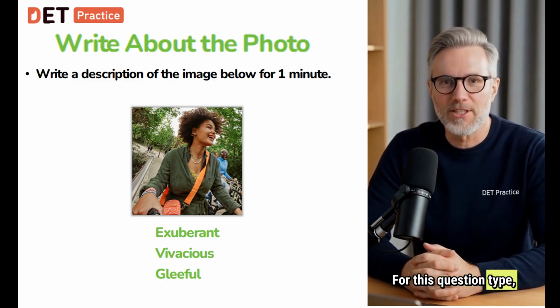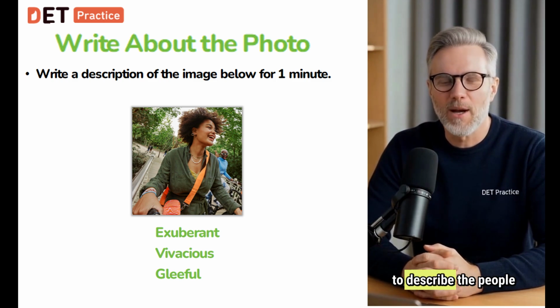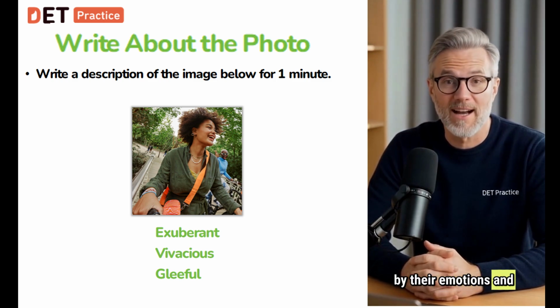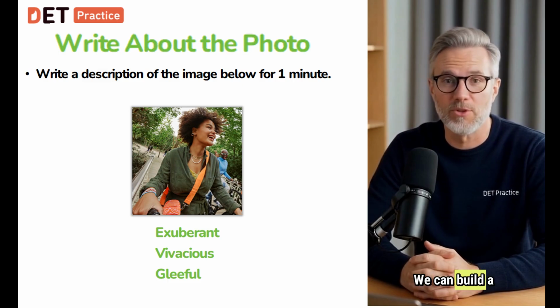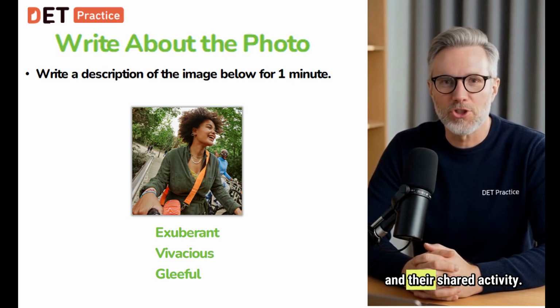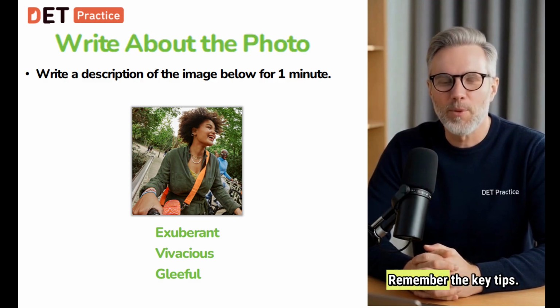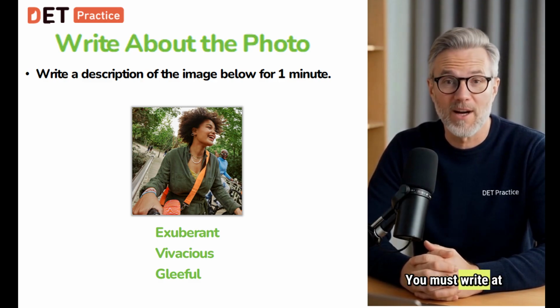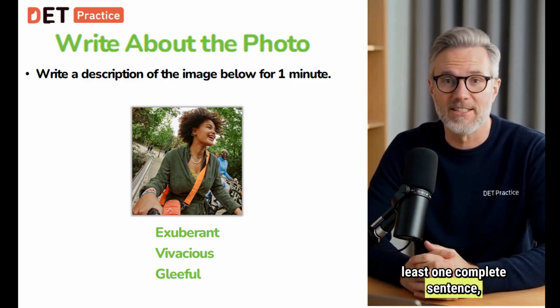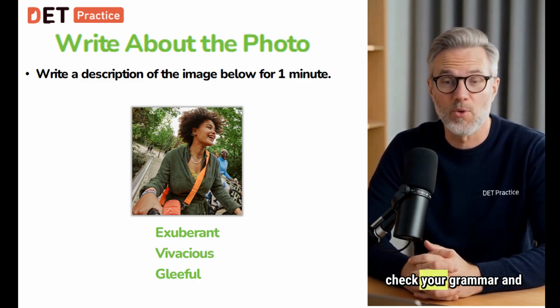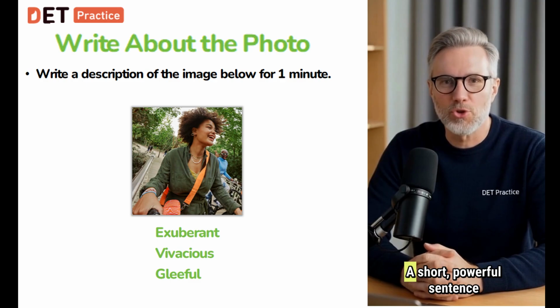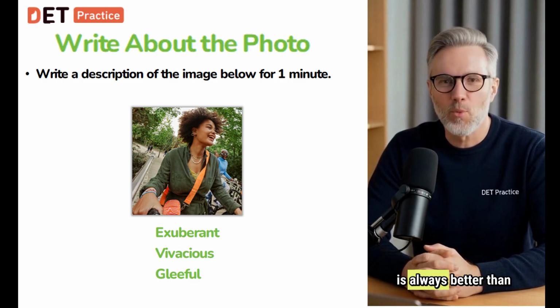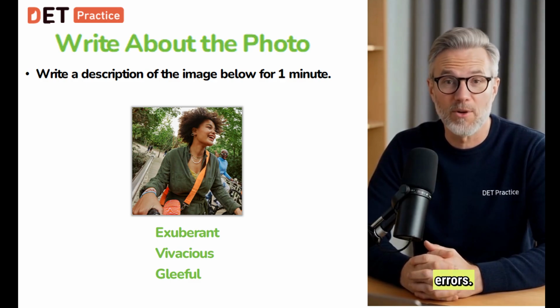For this question type, a good method is to describe the people by their emotions and the environment. We can build a sentence that captures the main subject, her friend, and their shared activity. Remember the key tips. You must write at least 1 complete sentence, and it's crucial to check your grammar and spelling. A short, powerful sentence is always better than a long one with errors.